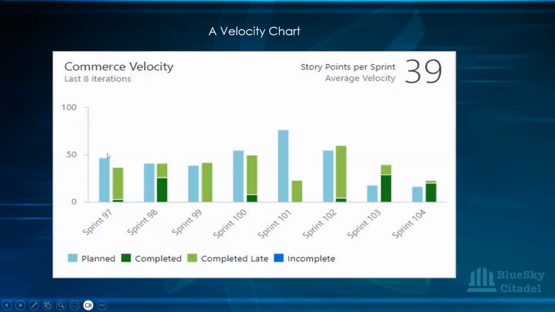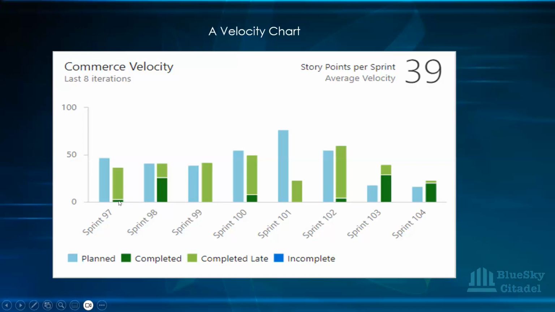So the blue one is the planned, and then the green one is what was completed. At the bottom here, you can see this is planned, this is completed. The dark green one is what was completed during the sprint. The light green one is what is completed late, and then the blue is incomplete. So overall in this velocity chart, we can see that this was what was planned. That they completed a lot of work late, and just a small percentage of it on time.